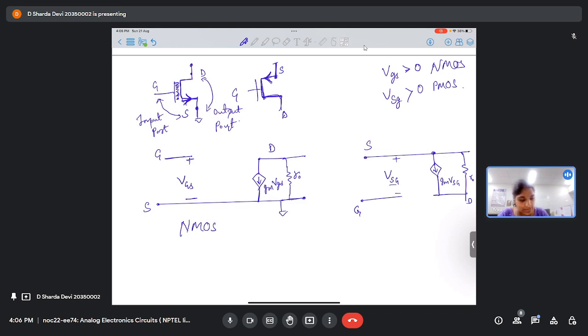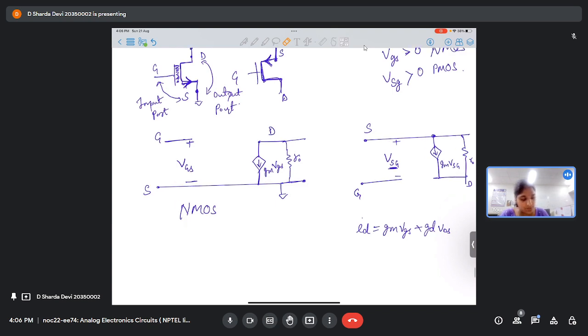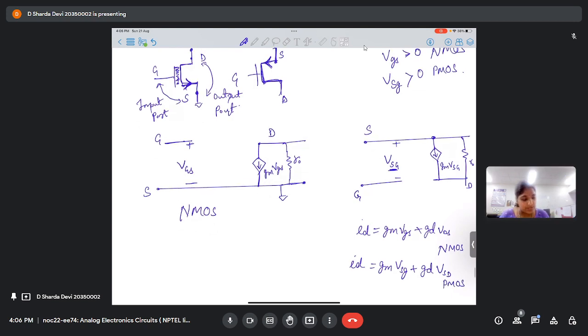You have to keep in mind SG and GS. Similarly, if we write the expression for current, it is gm VGS plus gd VDS for NMOS. I'm talking about the universal current equation for MOSFET. This you can apply anywhere, okay? And for PMOS, it becomes gm VSG plus gd VSD. This is for PMOS. Is this clear? Yes, ma'am. So this is something we need to keep in mind.